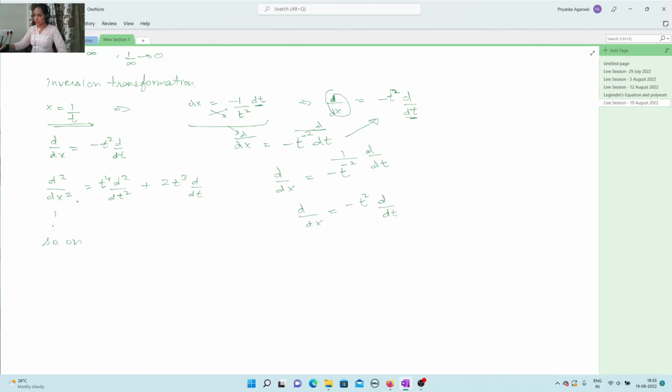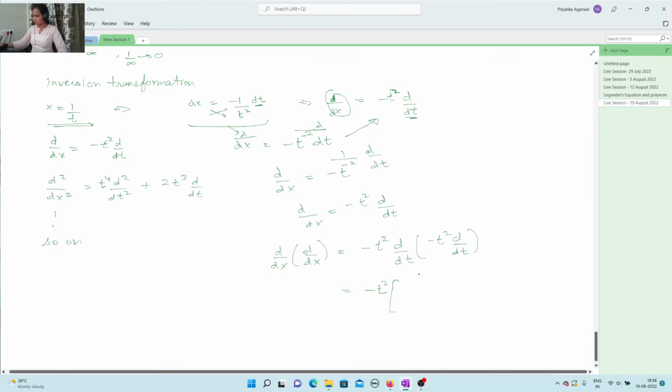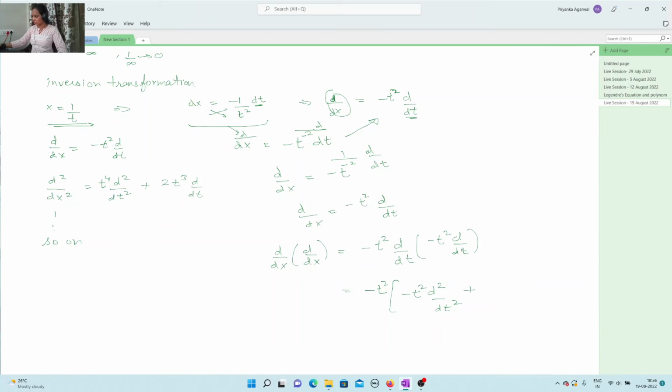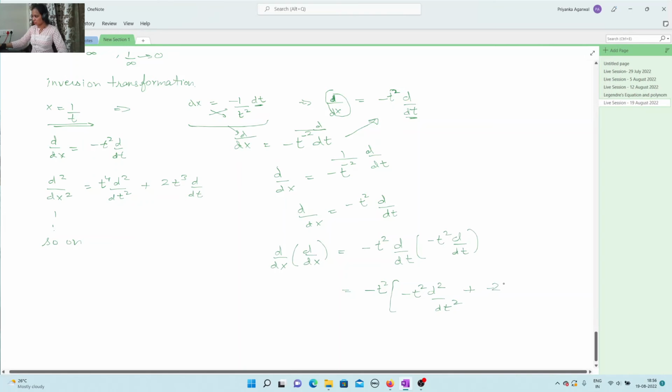And when you have to do for d2 by dx square, it is d by dx of d by dx. So basically this will be minus t square d by dt of minus t square d by dt. Okay, ma'am. You can do this as minus t square d2 by dt square, and I kept this term and differentiated this. Now I'll keep this term and differentiate this, so minus 2t d by dt. So if you open the brackets, you will get this term.